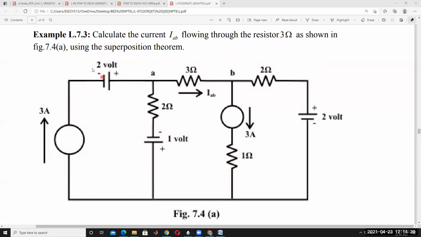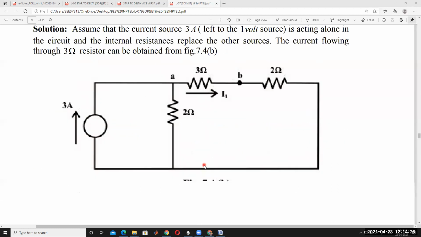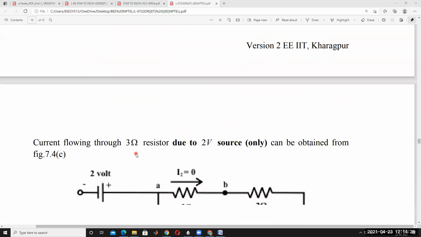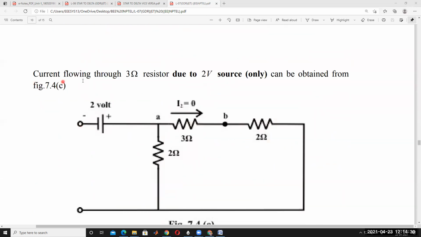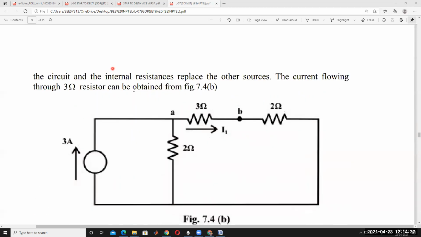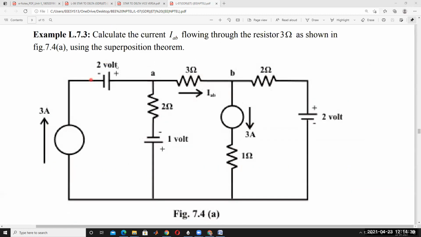Okay, activate the 2 volt voltage source, deactivate this current source, deactivate this voltage source, deactivate this current source, and deactivate this voltage source. By doing like that, we find the current flowing through the 2 ohm resistor due to the 2 volt voltage source. Okay, this is called the 2 volt voltage source.